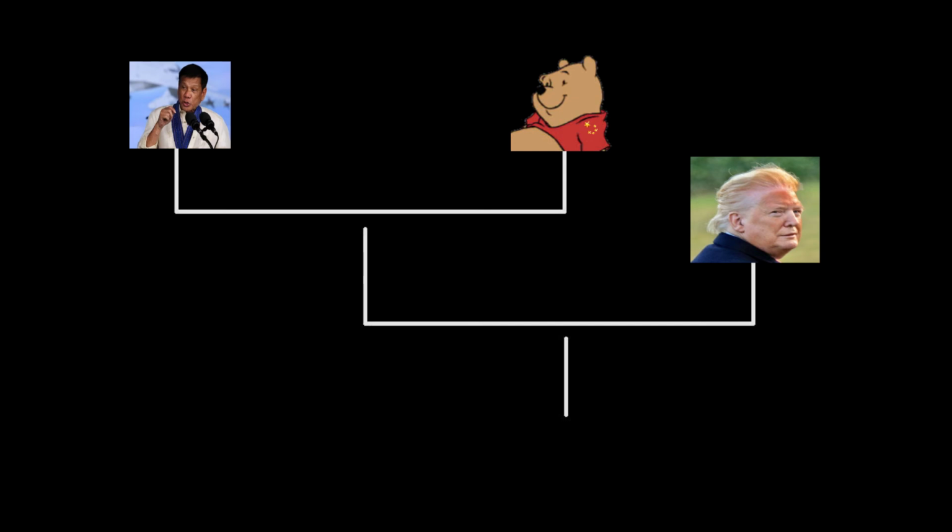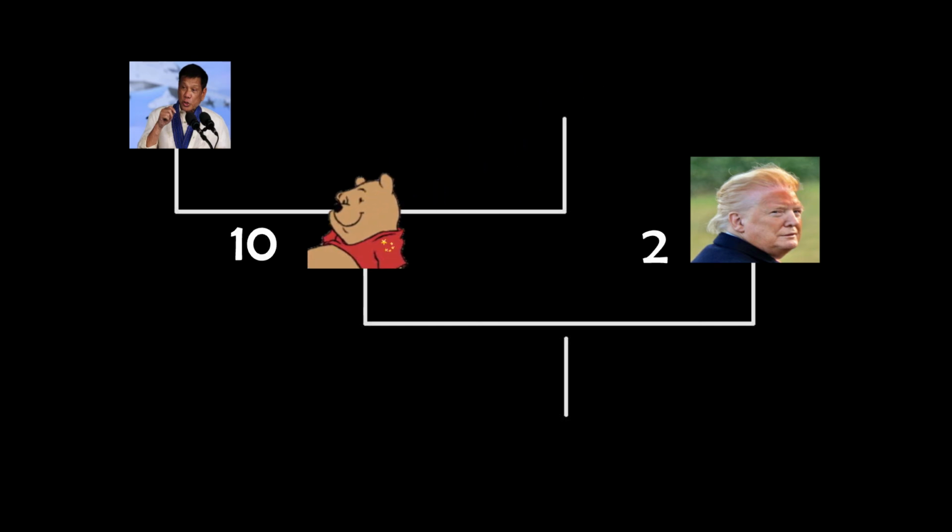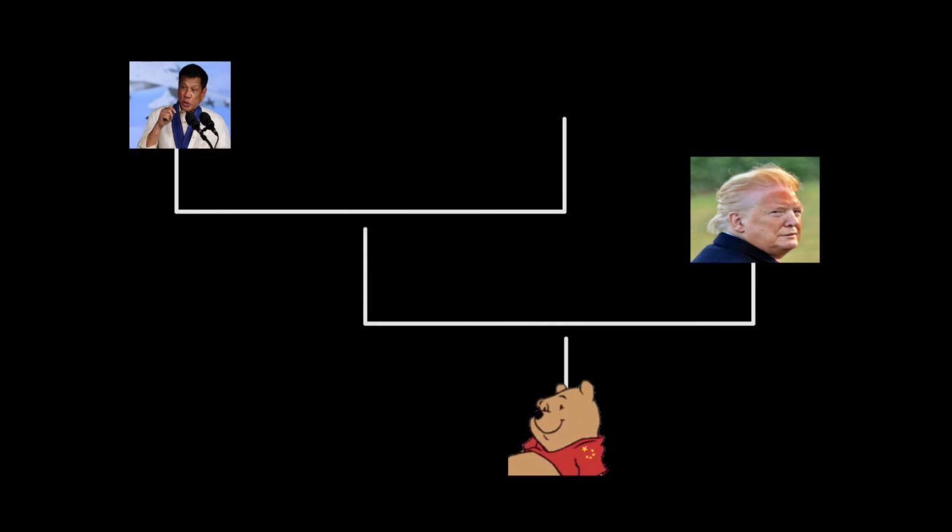Say Poo wins against Duterte with him getting 7 votes and Duterte only getting 5. He faces Trump and wins with 10 votes against Trump's 2. Thus, Poo is now our election overall winner.